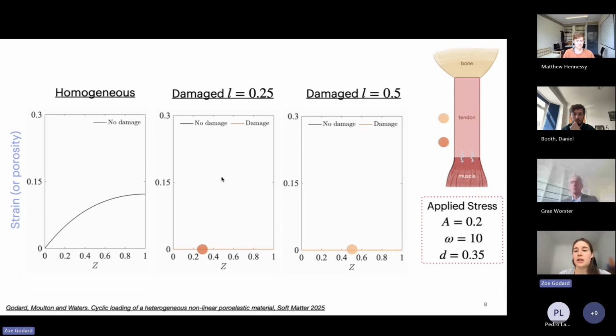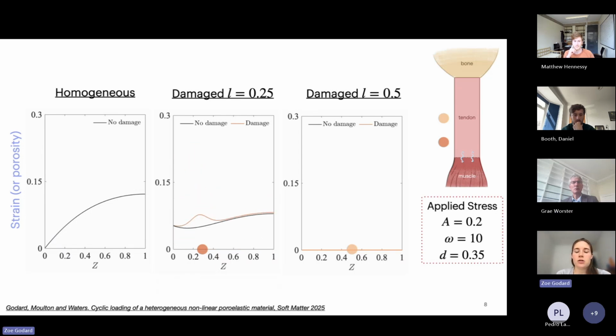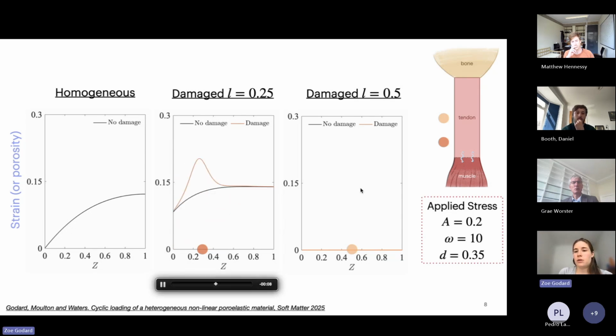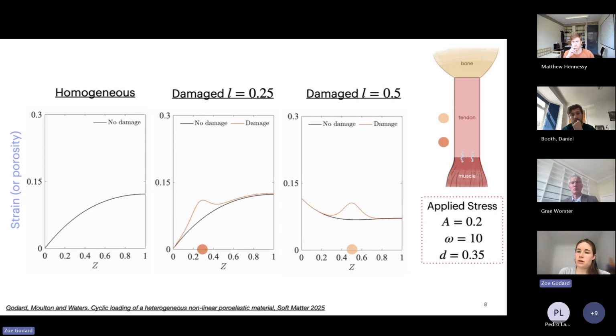Okay, now let's see what happens if we have heterogeneous stiffness at L = 0.25, so relatively close to the muscle. And we're seeing this increase in the strain about that damage point. And then similarly, if we move the location of that damage, then we also get this increase in strain about the new damage point. So in both cases, we're getting an increase in strain about the weaker point, which makes sense because we've weakened our material there and we're still applying that same stress. So it's going to get strained more.